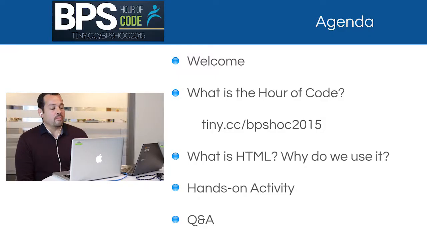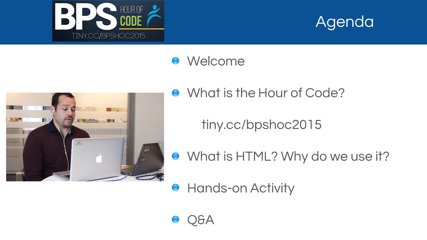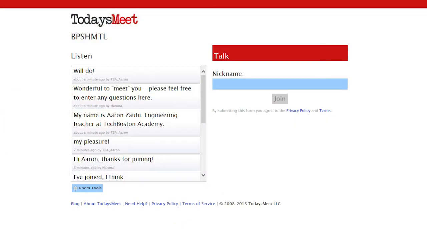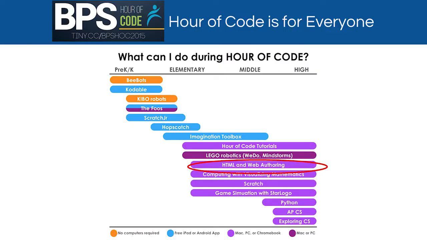But I'm going to go ahead and get started. We're going to go over what the Hour of Code actually is. If you don't know what it is and you want to look it up on your own, go to tiny.cc/BPSHOC2015. We're going to talk about hypertext markup language and why we use it. Then we're going to go to our hands-on activity, and then a question and answer session towards the end. If you have any questions, you don't have to wait for the question and answer part. You can shoot them anytime through the back channel at todaysmeet/BPSHTML. Let's talk about HTML and why it's used and how it's used.